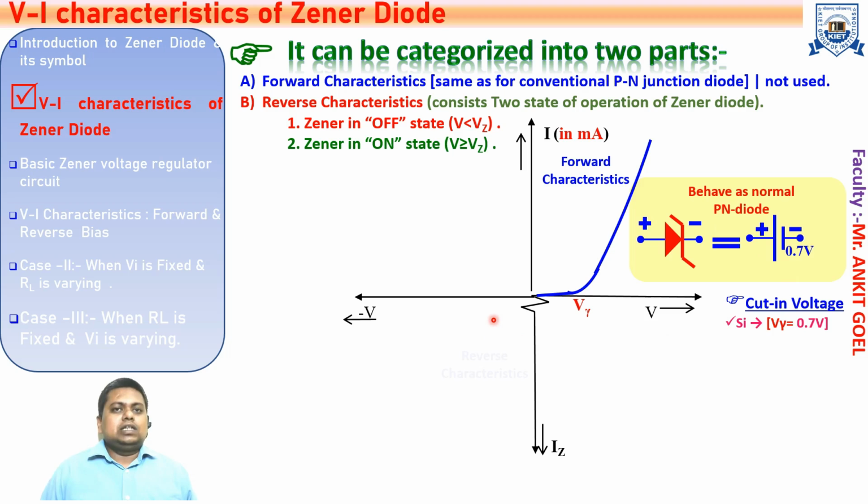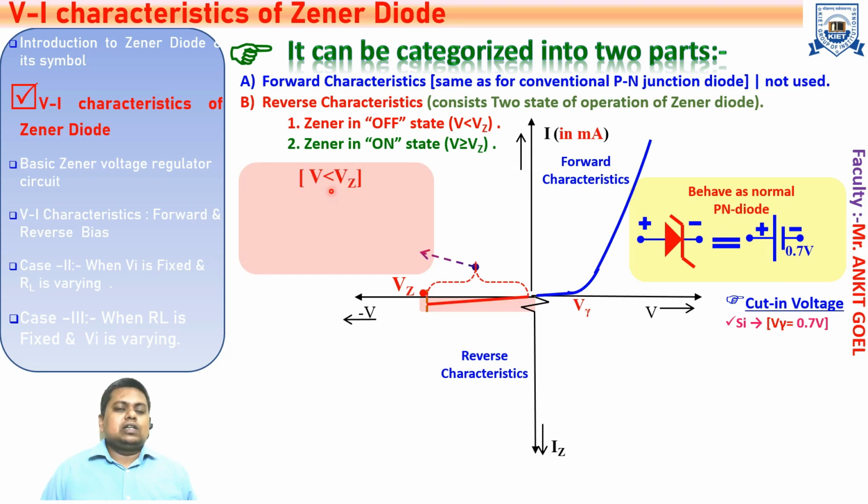Now let's see the reverse bias characteristics. We have the Zener voltage VZ. We have divided the region for the Zener voltage less than VZ. The current is almost zero, so there will be no current flowing through the Zener diode, and it will be treated as an off state.